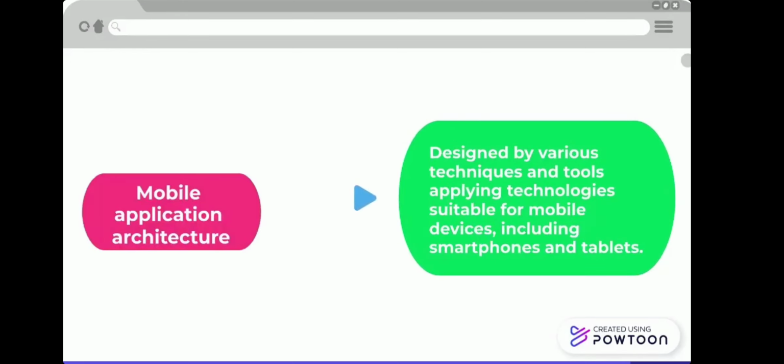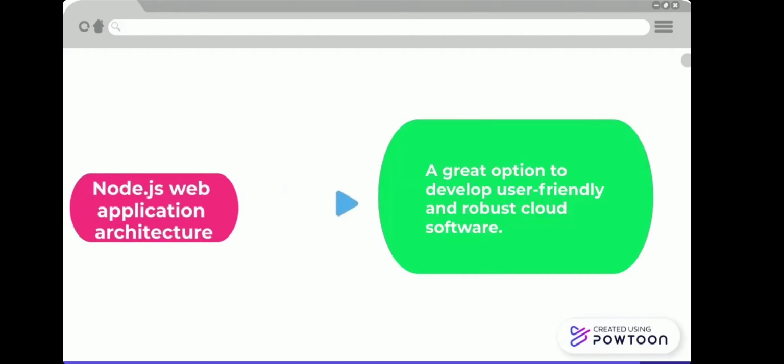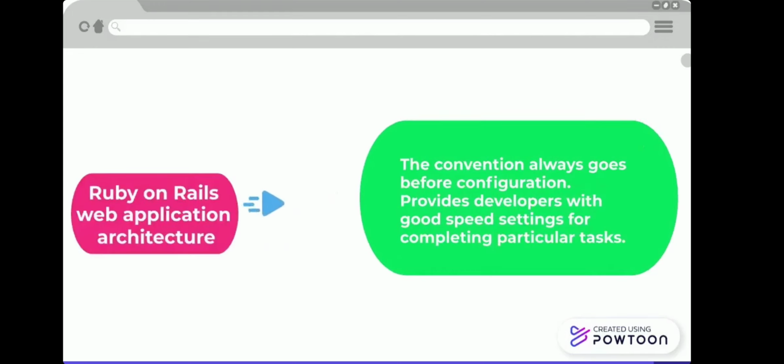Next is mobile application architecture. It is designed by various techniques and tools. Then is the Node.js web application architecture. It was a great option in developing cloud software. Last is the Ruby on Rails web application architecture. In this architecture, the convention always goes before configuration.